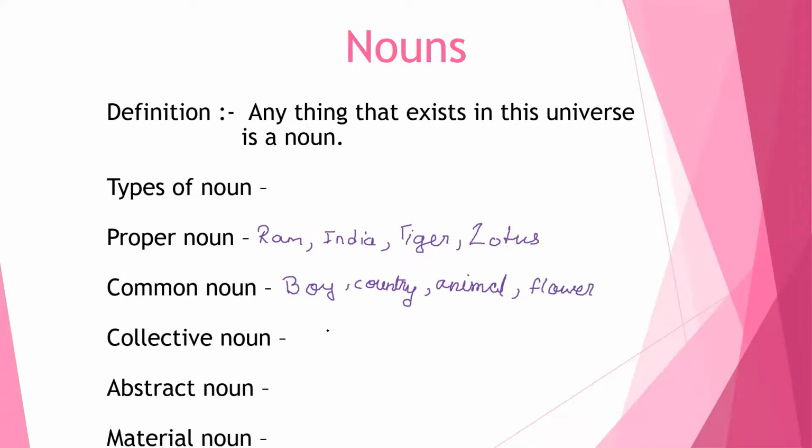Collective nouns. Collective nouns are groups. For example, army. It is a group of soldiers. Team. It is a group of players. Band. It's a group of musicians. Then pride and bunch are other examples.